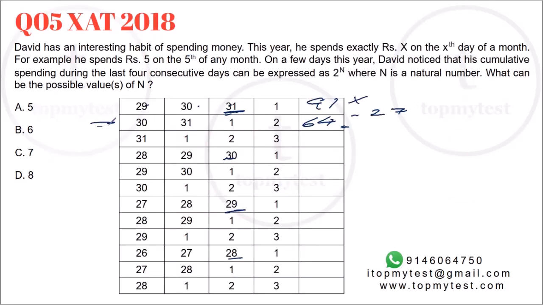So this is one such scenario. Okay, let's try this. Again, you'll be subtracting 27 from this. You'll be getting 37. So this is out.